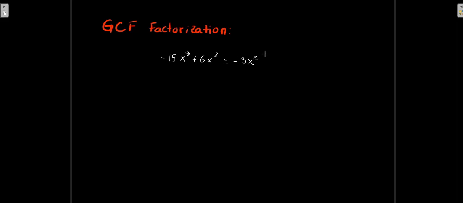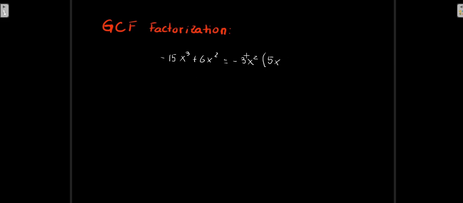So we have negative 3x squared times, and the negative that is factored out makes the first term inside the parentheses a positive, because it was before a negative. Now it's making it a positive. So negative 3x squared times what gives us negative 15x cubed? Well, that's gonna be negative 3x squared times positive 5x.